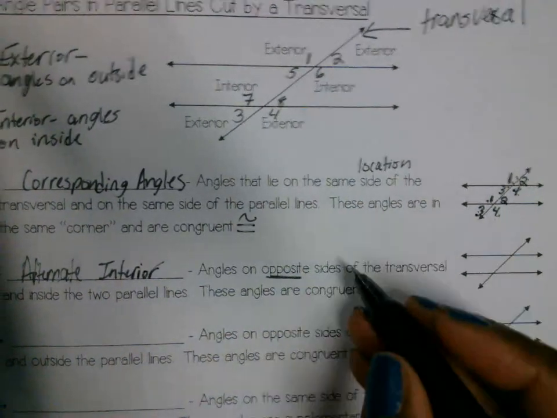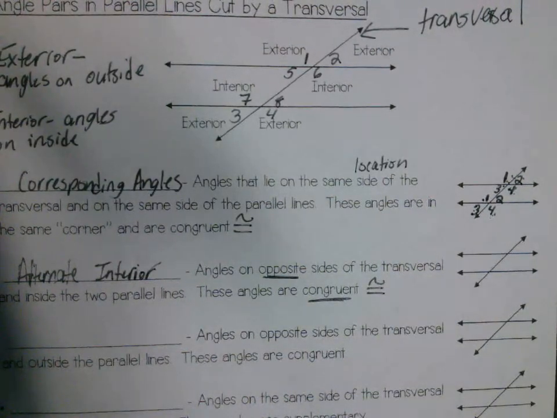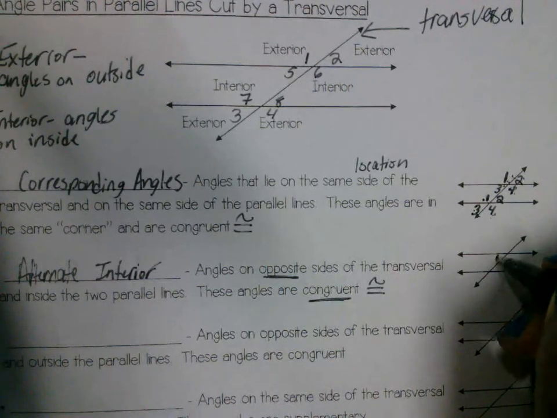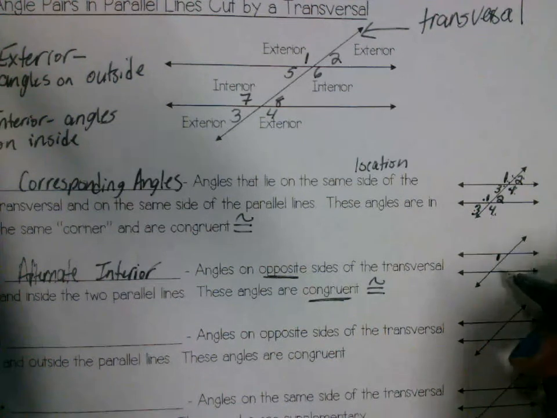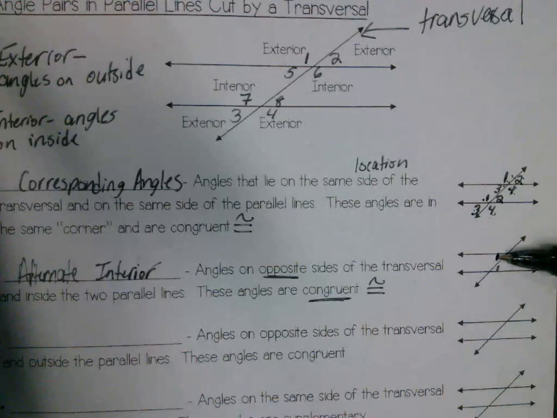And remember, alternate interior angles are also congruent. Your alternate interior angles, this angle is interior, this angle is interior, and they're both on opposite ends. So if this is 75 degrees, this will be 75 degrees. They are called alternate interior angles.